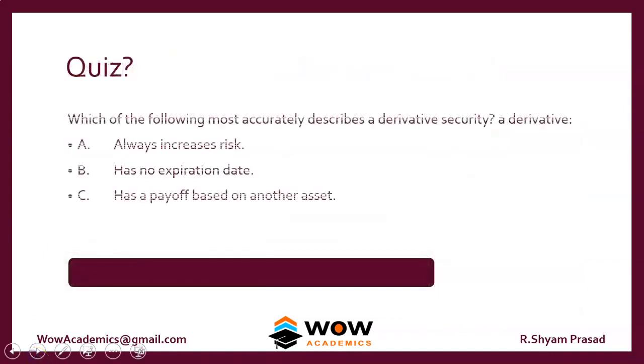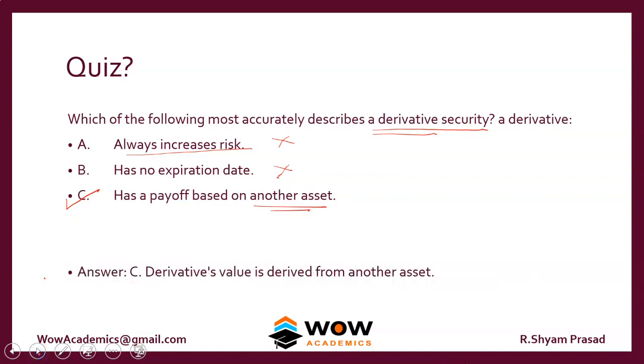So we'll have a quiz. Which of the following most accurately describes a derivative security? A, a derivative always increases risk. No. B, has no expiration date. Again, that is a wrong thing. C, has a payoff based on another asset. So that is the right one. That is the name of a derivative. It derives a value from another asset. So answer C should be the answer. Yes.